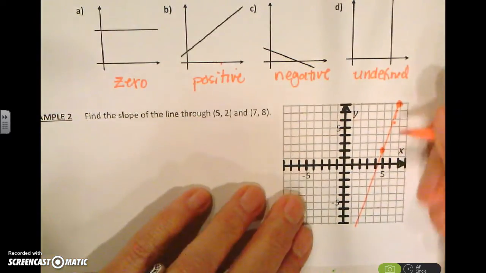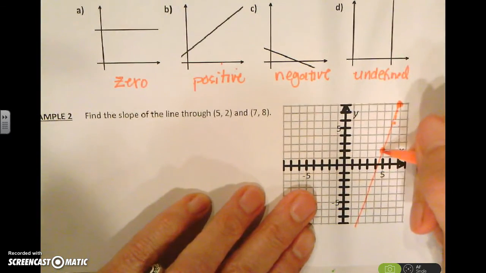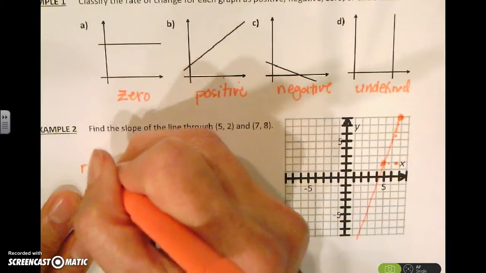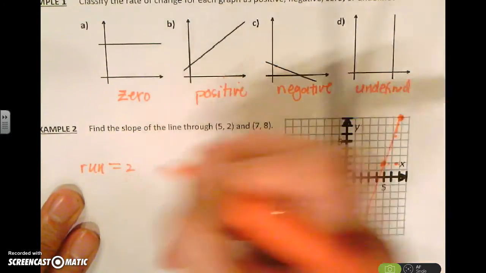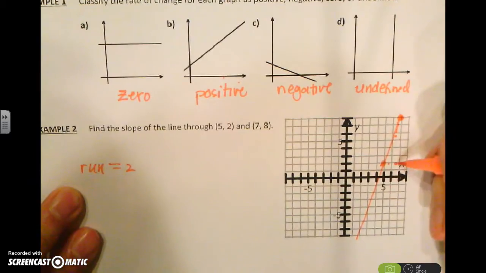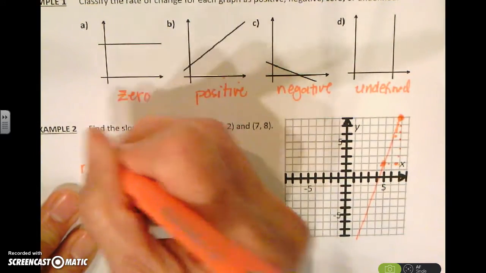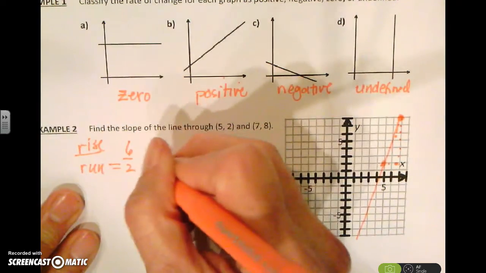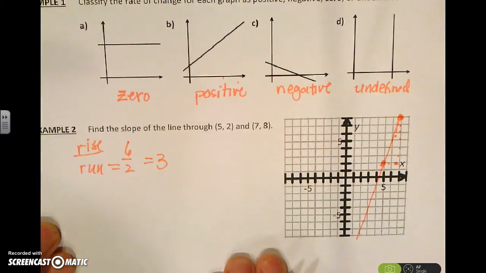And I want to figure out what the rise over run is. So to go from the first point to the second, I'm going to go right 2. So my run is 2. So I'm going to put run is equal to 2. And my rise, I'm going to go up 1, 2, 3, 4, 5, 6, so the rise is 6. So rise over run is 6 over 2, which simplifies to be 3.